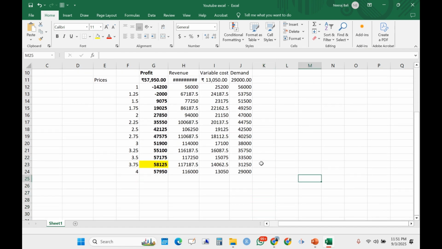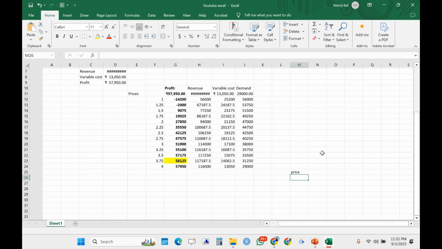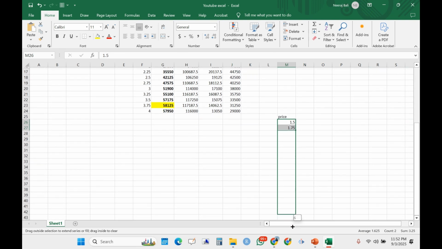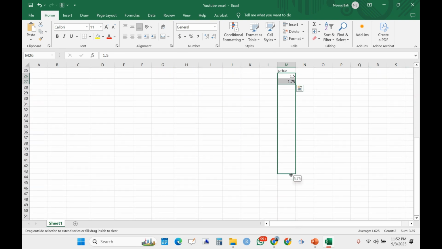Let us make one more table. Now I will take, at one place, price. So, say 1.5, we will start with 1.5, then 1.75, and then we'll just drag it till say 5.